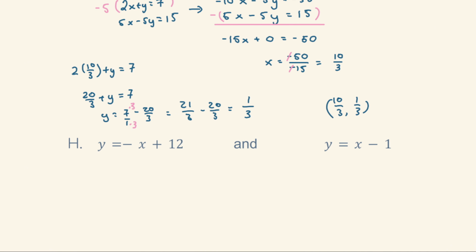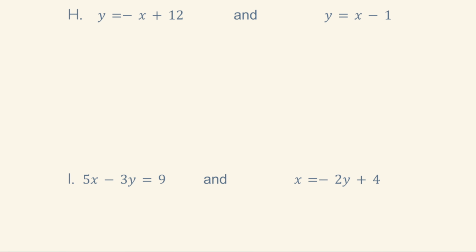Now, let's look at question H over here. So we've got two functions that are in functional form. So that's nice. We can just use comparison method. Okay, we're going to compare this to this over here. So we've got minus x plus 12 is equal to x minus 1.